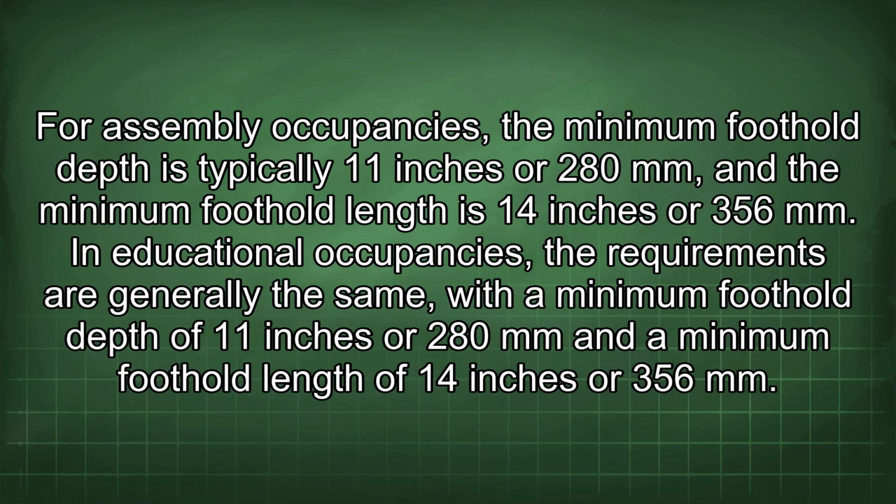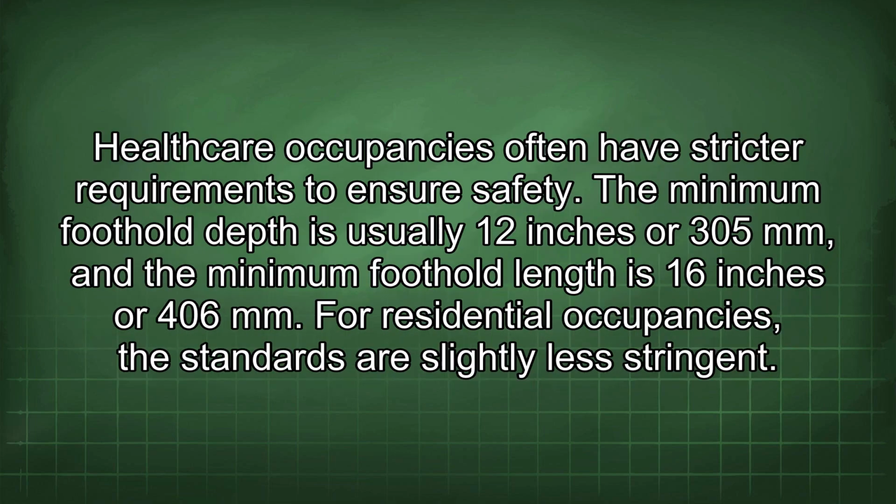In educational occupancies, the requirements are generally the same, with a minimum foothold depth of 11 inches or 280 mm and a minimum foothold length of 14 inches or 356 mm. Healthcare occupancies often have stricter requirements to ensure safety. The minimum foothold depth is usually 12 inches or 305 mm, and the minimum foothold length is 16 inches or 406 mm. For residential occupancies, the standards are slightly less stringent.